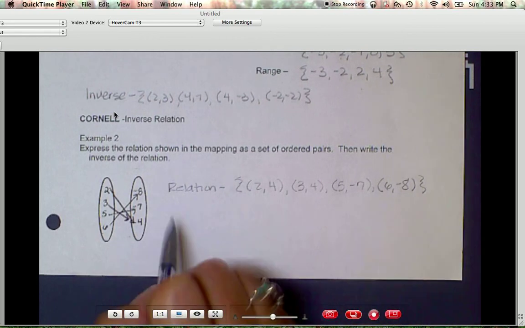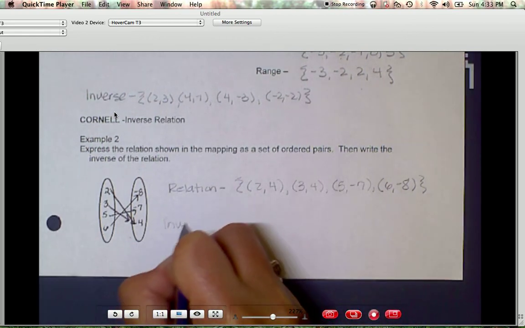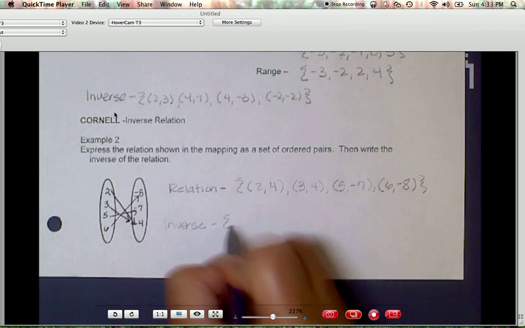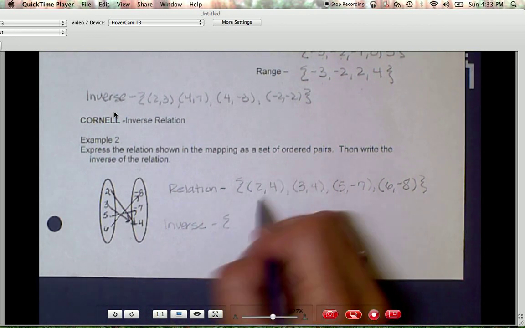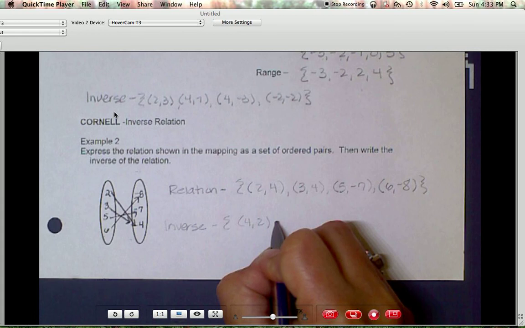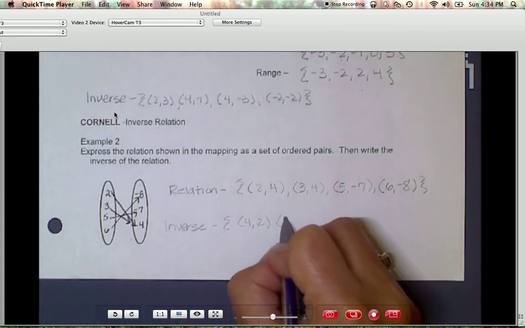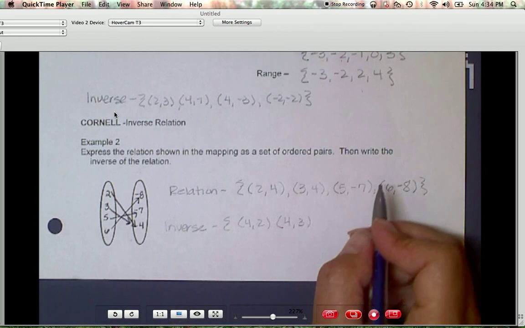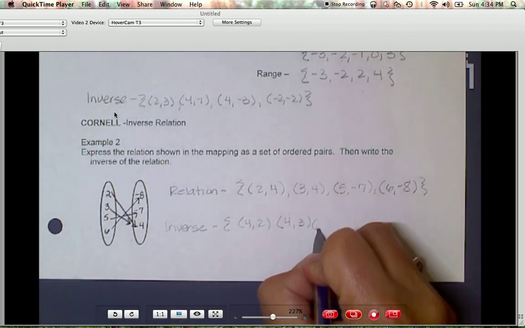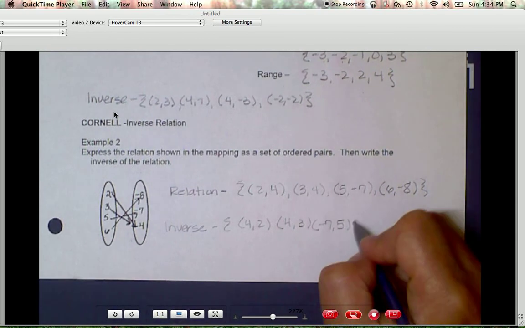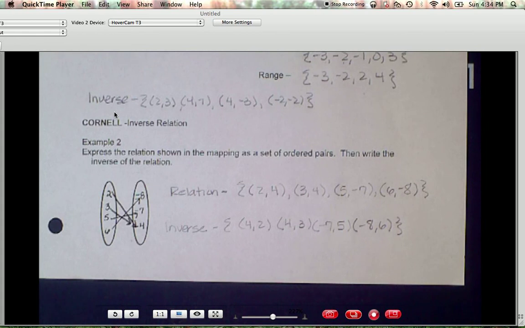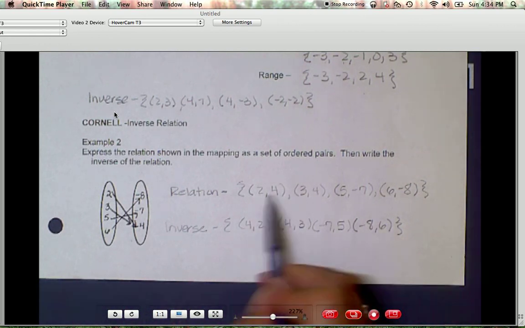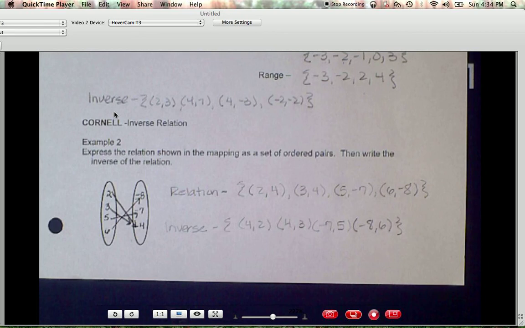And then the inverse. Go ahead and write the inverse. Push pause here for a second. Write your inverse and see if you got it correct. All right, so your inverse should be 4, 2, 4, 3, -7, 5, and -8, 6. Very easy. Just flip-flopping the x and the y values. No problem. Okay.